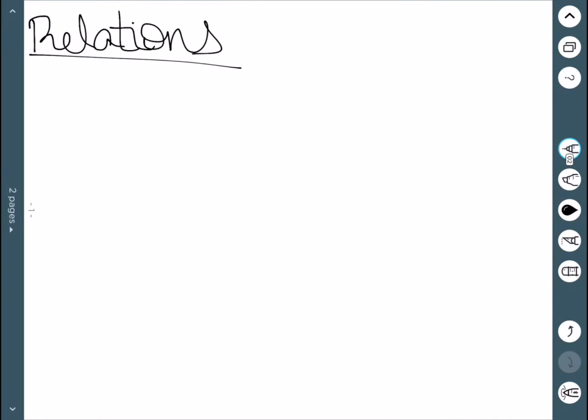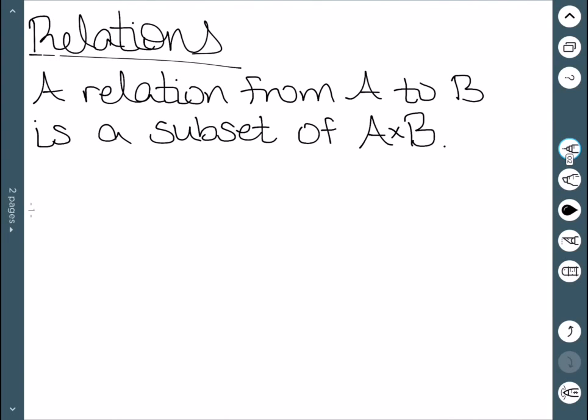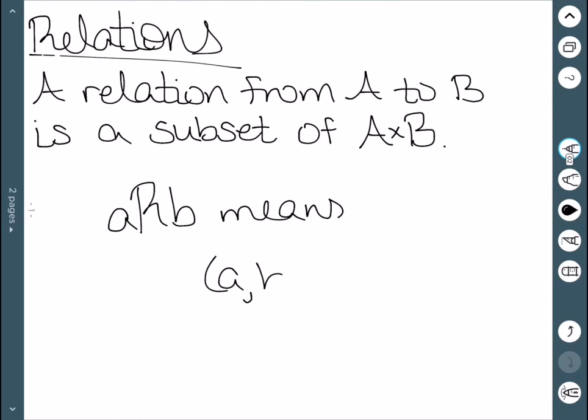Let's look at some of the basics of relations. The first question: what is a relation? A relation from a set A to a set B is a subset of A cross B. And we denote aRb to mean that the point (a, b) is in our relation.